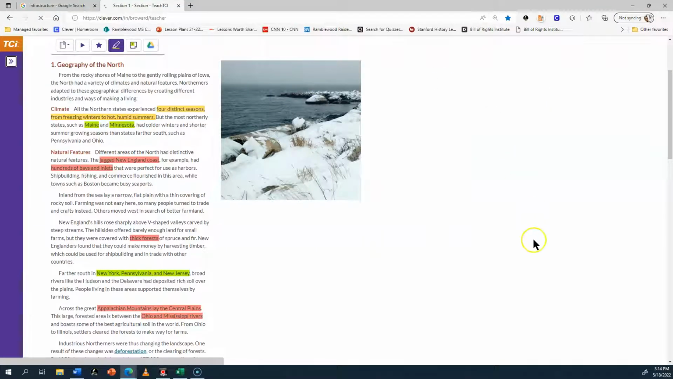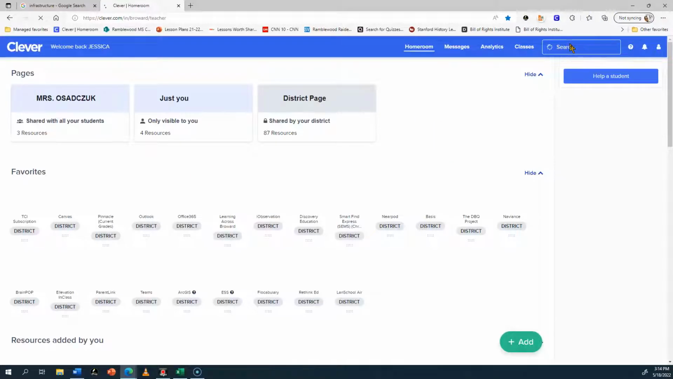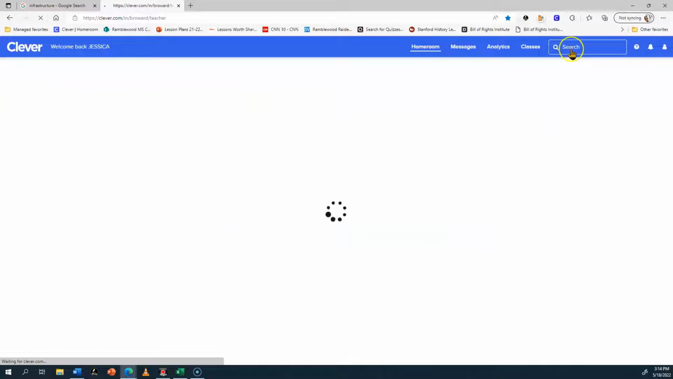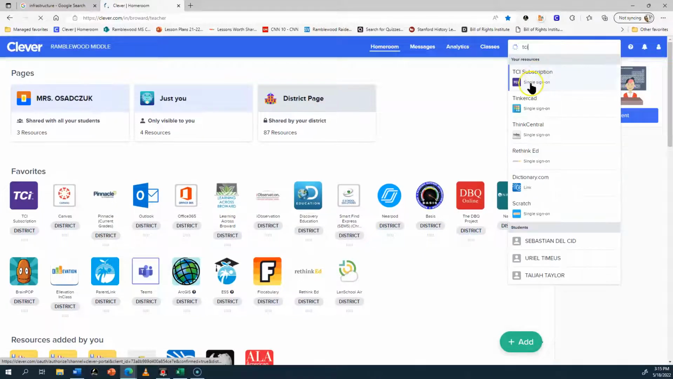and when you get to Clever, you should already know how to do this, but I'll assume some of you forgot. Okay. So once you get there, go up to the search bar and just search TCI. And it looks like this, purple. Open it up.